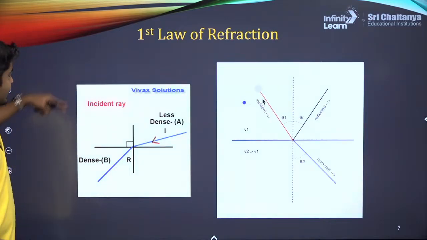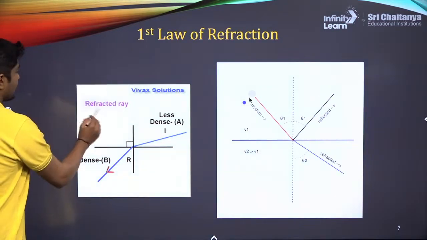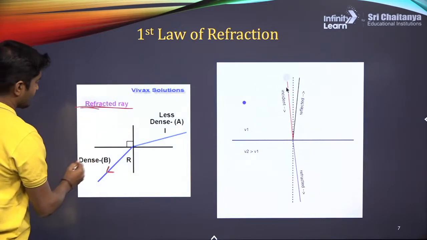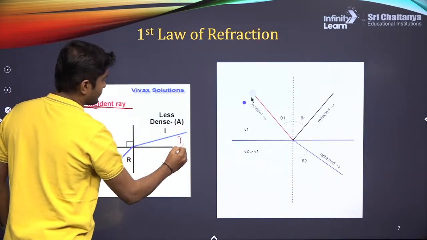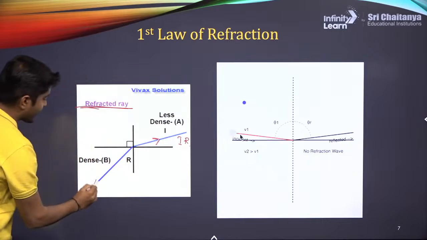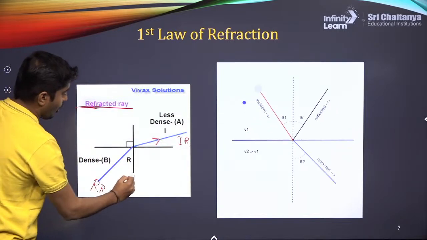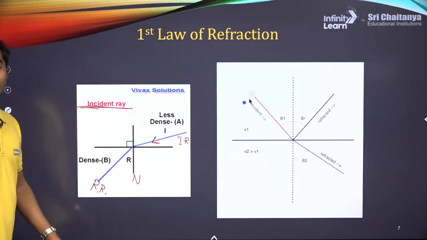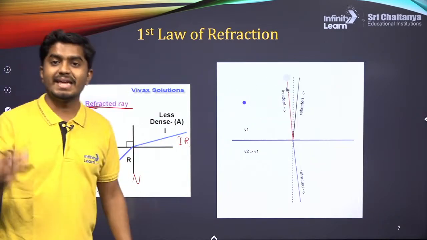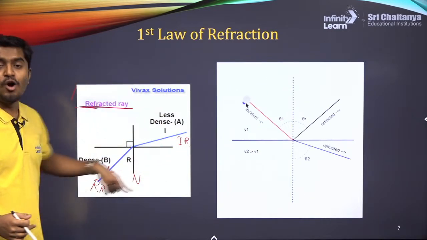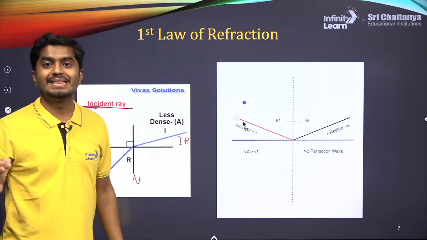So what it says: this one is our incident ray, there is a refracted ray, and there is a normal. All three of them lie in the same plane.